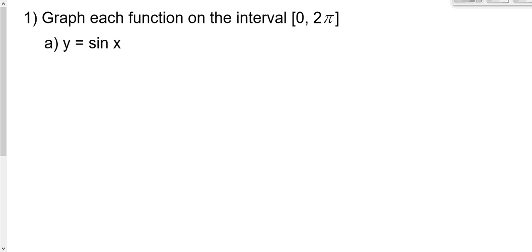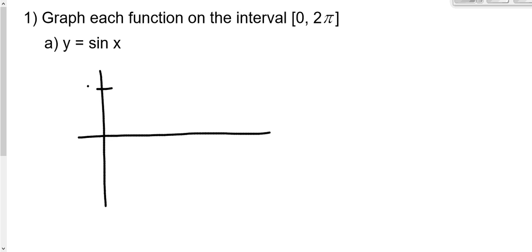So the first one, we're graphing y equals sine of x on the interval from 0 to 2 pi. So I'm going to draw my graph, and on my y-axis, I'm going to put a 1 and a negative 1, and on my x-axis, I'm going to put a 2 pi. And then I'm going to break up that interval into 4 equal chunks, so cut it in half and then cut those halves in half.